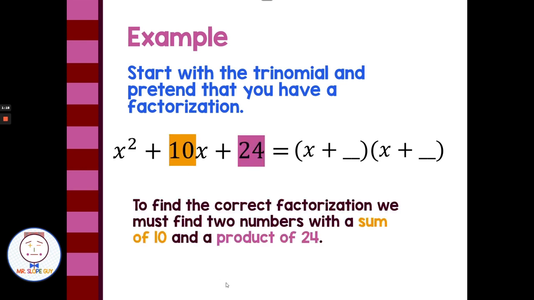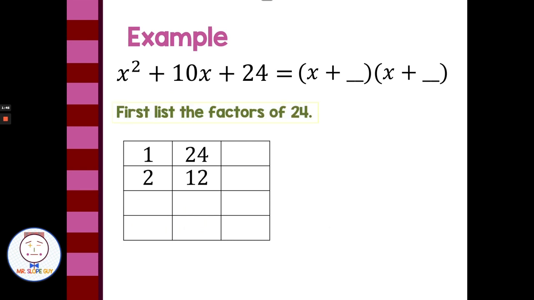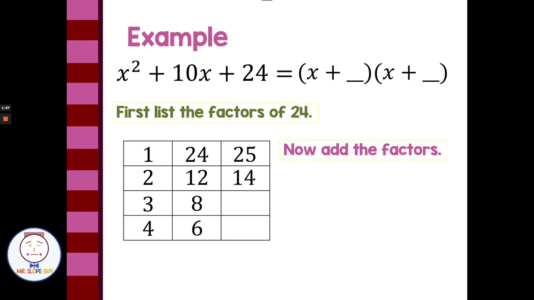To find the correct factorization, we must find two numbers with a sum of 10 and a product of 24. Most of us could probably come up with that if we sat here for a couple minutes and ran through those factors. But let's say we didn't come up with it right away. We could take this 24 and list the factors in a little table. 1 times 24 is 24, 2 times 12, 3 times 8, 4 times 6. Then if we add our sets of factors, 1 plus 24 is 25, 2 plus 12 is 14, 3 plus 8 is 11, and 4 and 6 add up to 10.